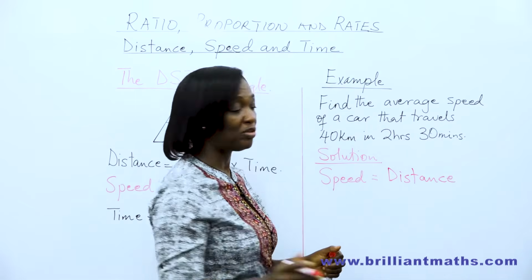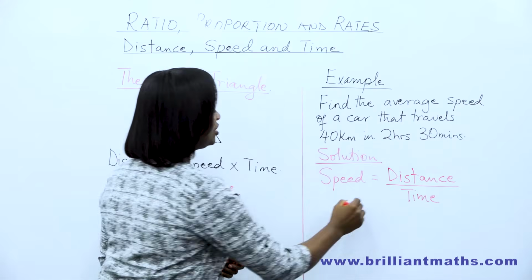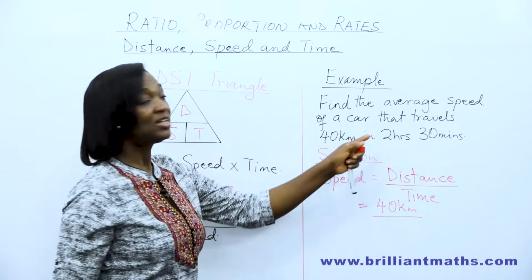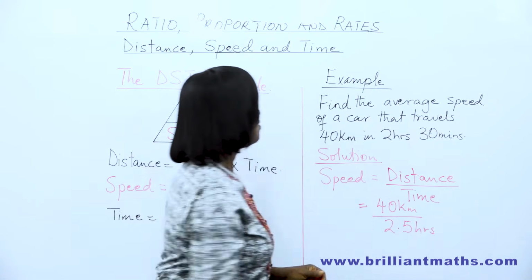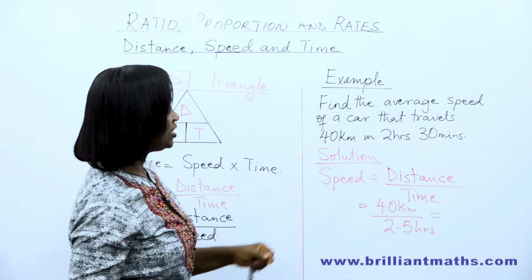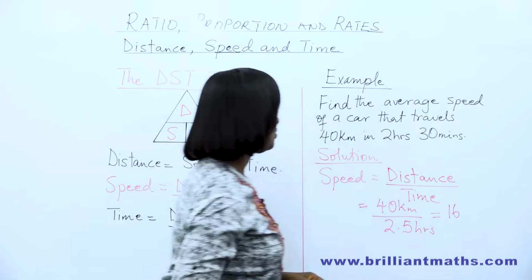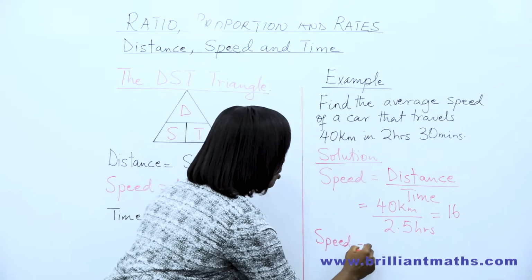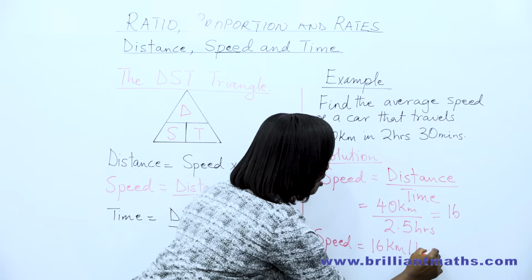Make it a habit to always write your formula so it will stay with you. You will never forget. So the total distance is 40 kilometers over the time taken, which is 2.5 hours. So the speed, if you divide that, 40 divided by 2.5 will give us 16. So the speed of the car is equal to 16 kilometers per hour.